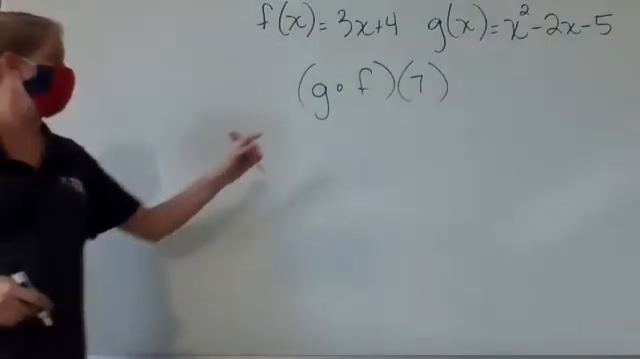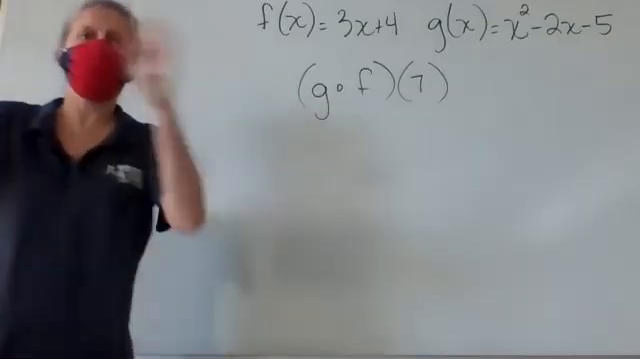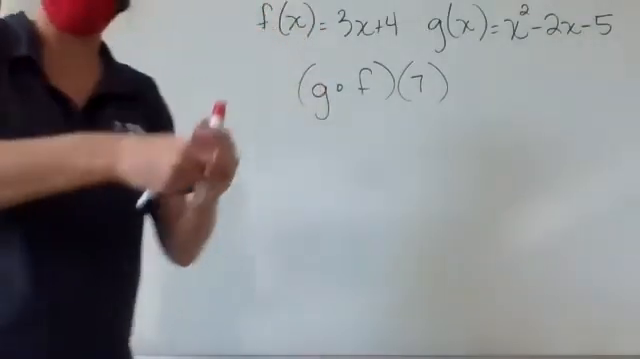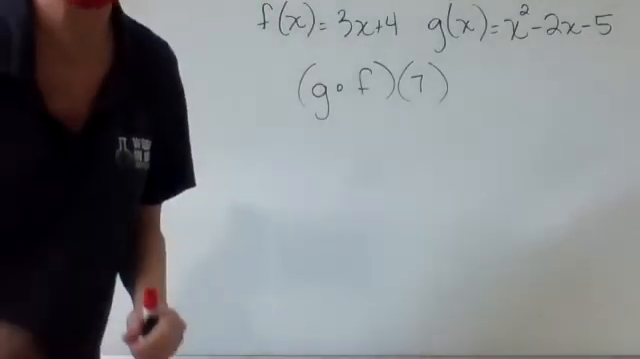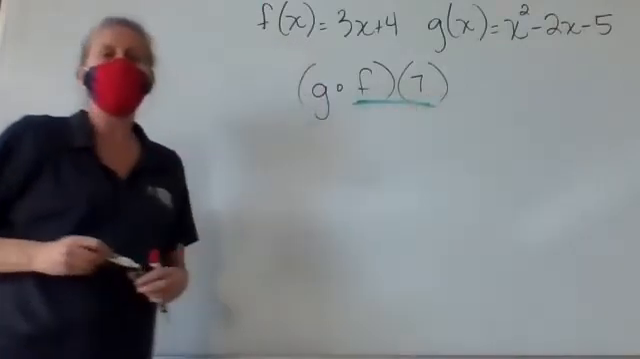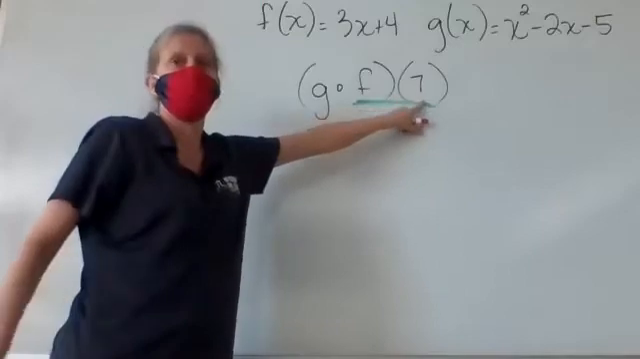So remember, the last one said f of g. This one says g of f. They can put it however they want. The steps are the same though. What am I finding first? The inside, which this time it's f that I go to first, right? I'm finding f of 7.